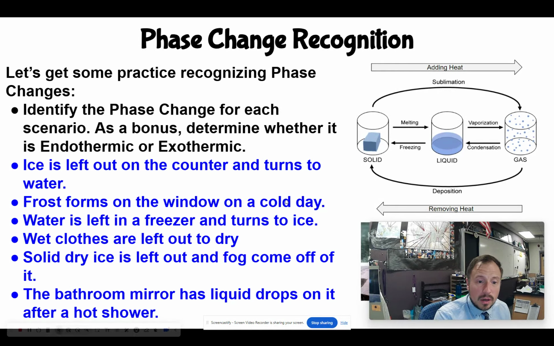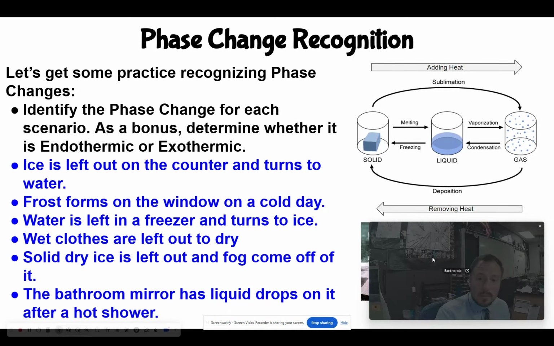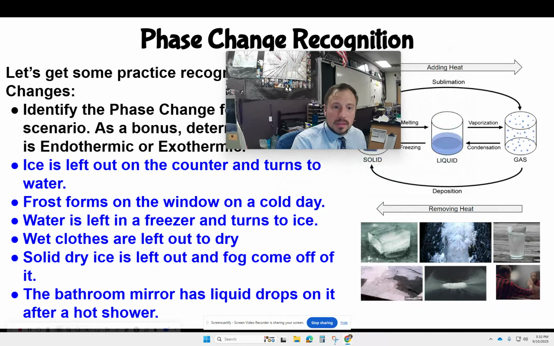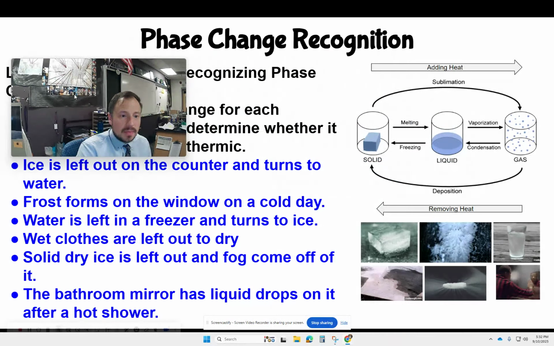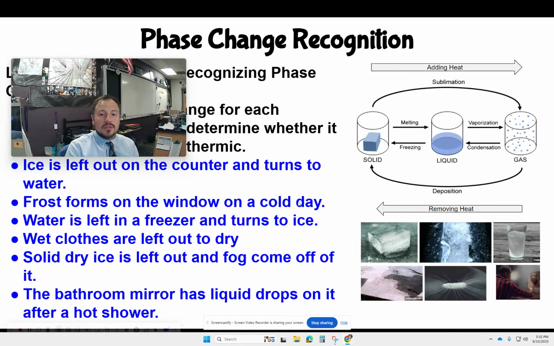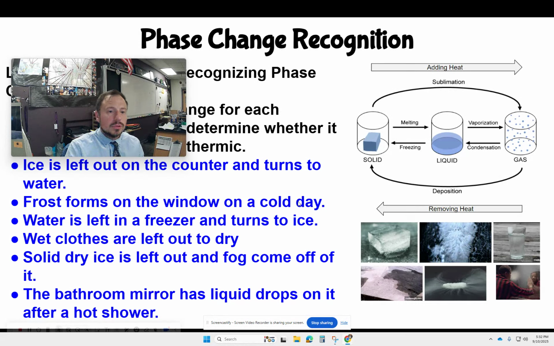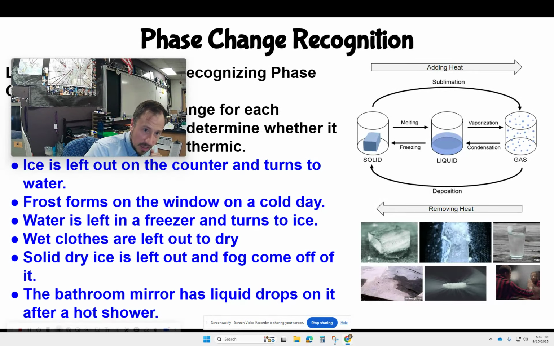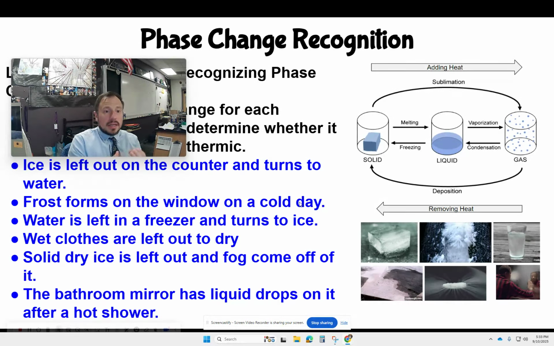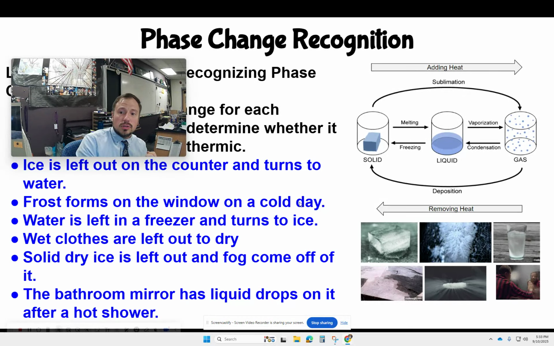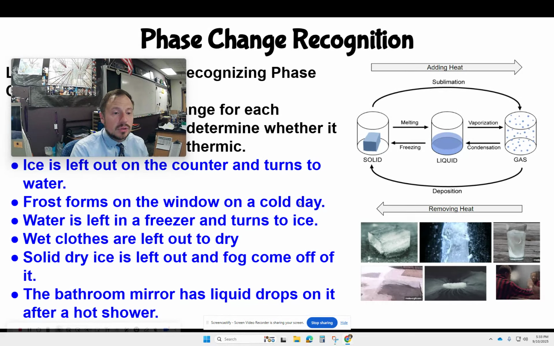Frost forms on the window on a cold day. So this is going directly from gas to a solid, because it's actually the water vapor in the air that gets frozen on the window. Water is left in the freezer and turns to ice. So that is freezing, right? We're going from a liquid to a solid. Wet clothes are left out to dry. So I've got liquid in the clothes, and then it turns into a gas. That's vaporization, right? I'm drying it out.